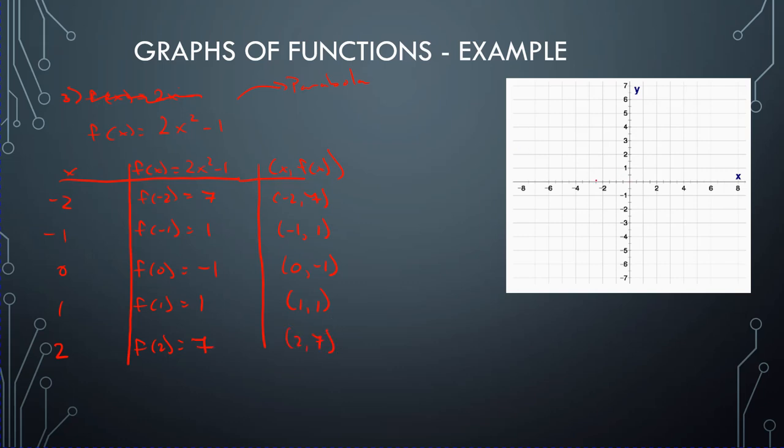So let's plot it, see what we get. -2, 7. -1, 1. 0, -1. 1, 1, and 2, 7. So you get this, you can see the U-shape here, right?